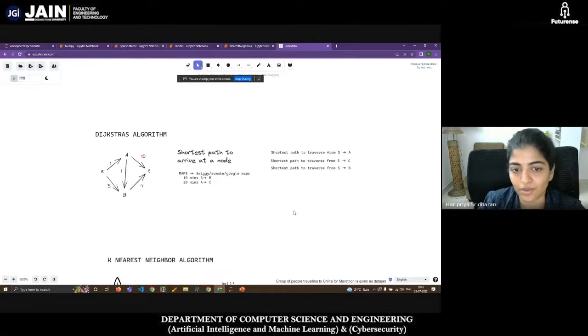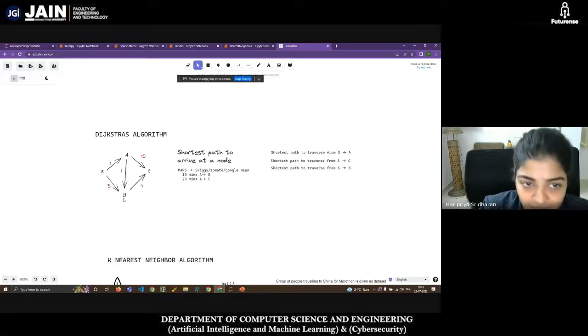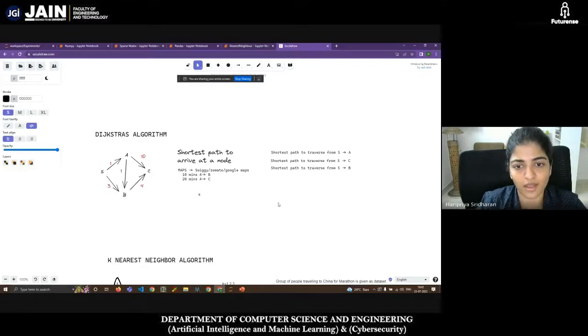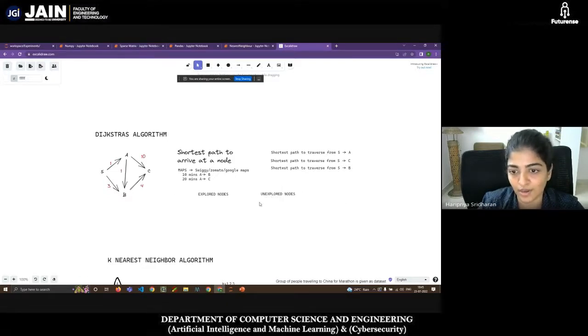So we can go through this example quickly without explaining any of the other use cases. So how Dijkstra's algorithm works is that we have explored nodes and unexplored nodes. So we take two segregations in place. In the start, everything is unexplored. A is unexplored, S is unexplored, B is unexplored, and C is unexplored.